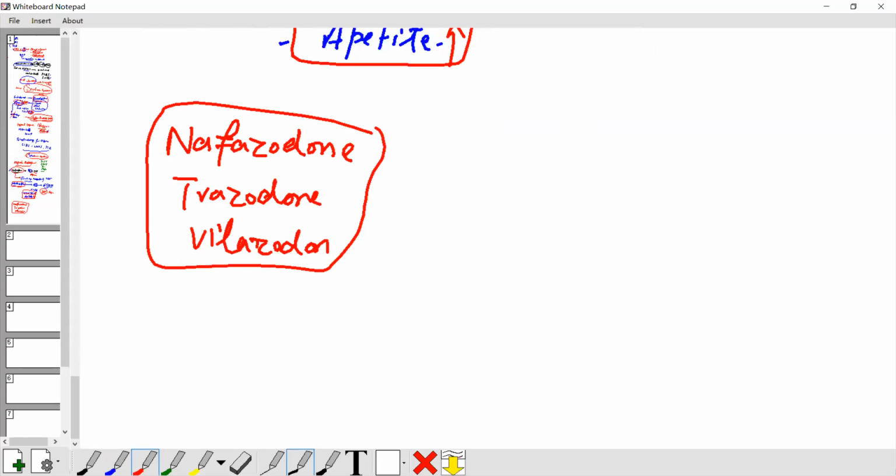Nefazodone, trazodone. These drugs go for the 5-HT2 receptor. These drugs go for the alpha 2 receptor. These drugs go for the histamine 1 receptor. So here you can see reuptake inhibition and also blocking of this 5-HT2 receptor. Okay, so no more negative feedback system.